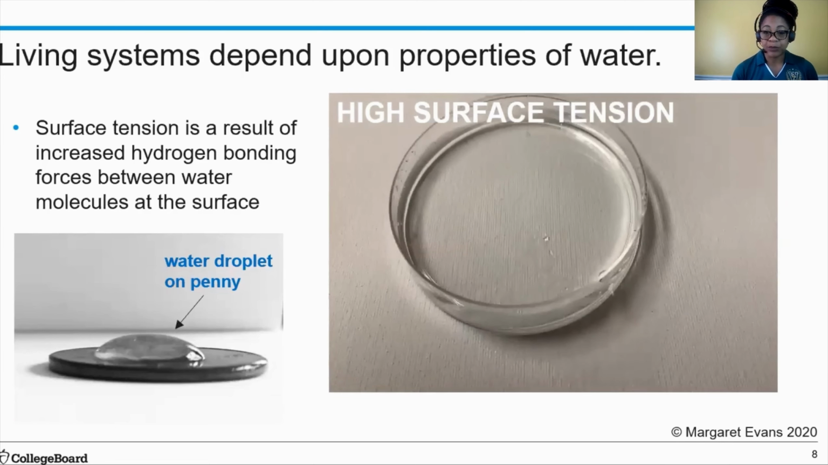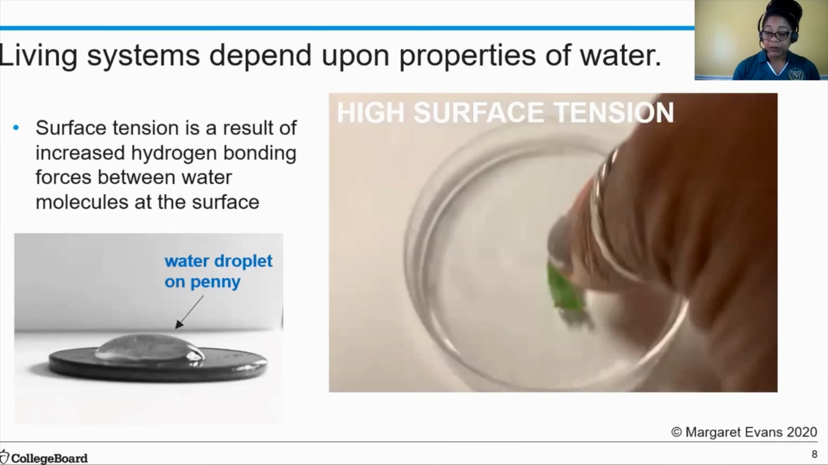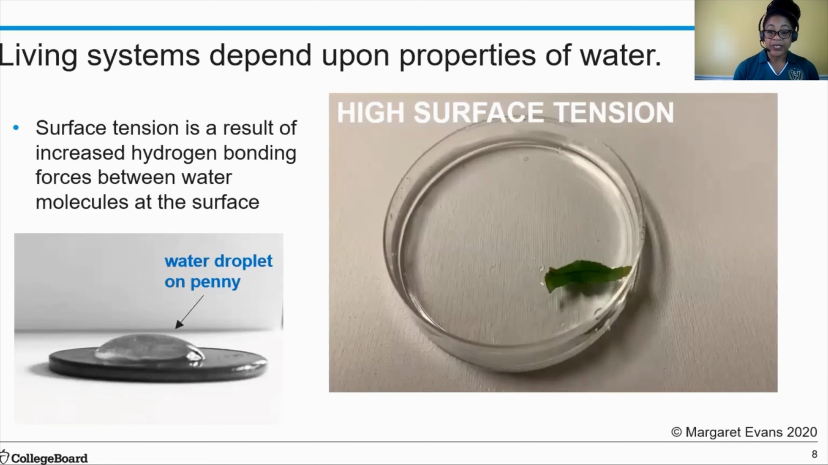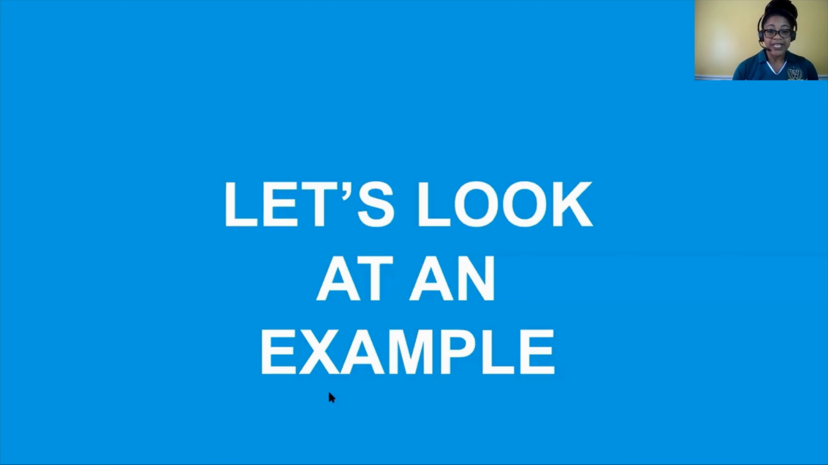And how could this be important to living things? Well, leaves of aquatic plants oftentimes rest on the surface of water, allowing them to have more access to sunlight for processes like photosynthesis. The next example we're going to look at is water solvency abilities.